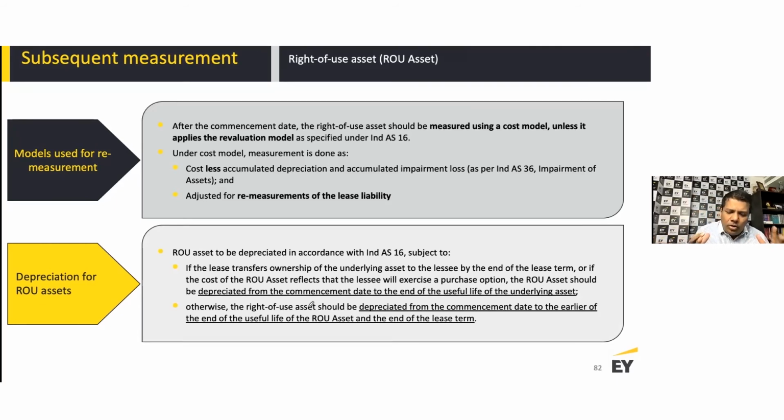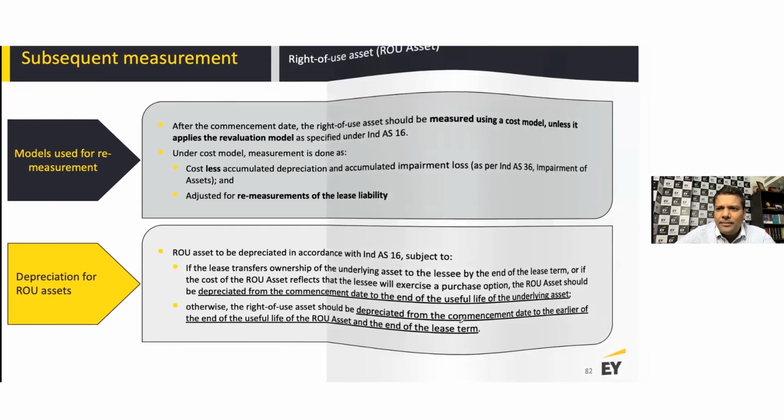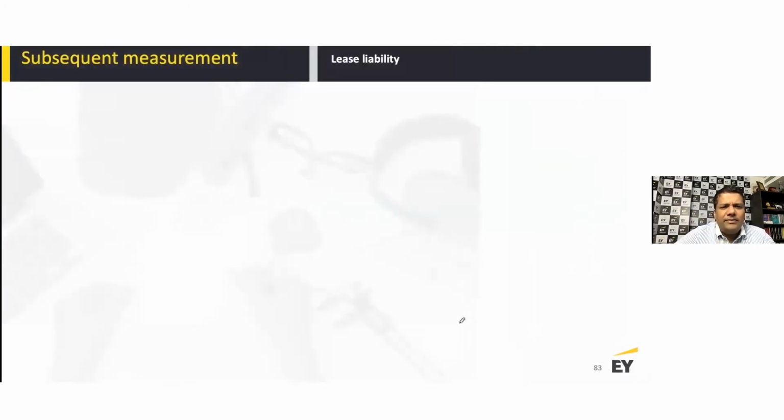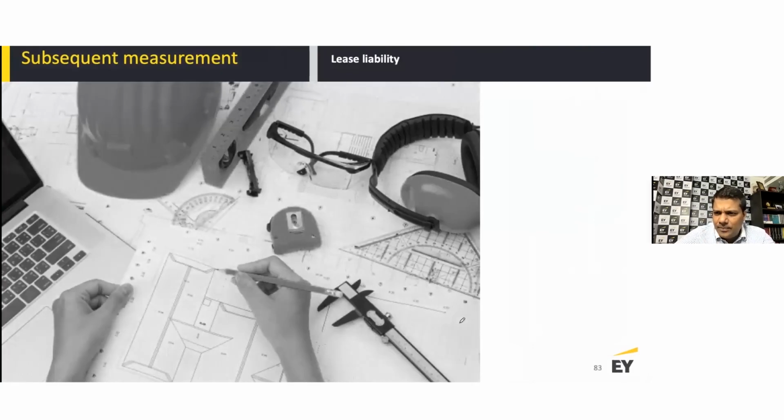Now, if you don't believe that the lessee is going to be the owner of the asset at the end of the day, then you're going to depreciate it over the shorter of the useful life or lease term, whichever is shorter, right? Otherwise, we depreciate it to the earlier of the end of the useful life and the end of the lease term, right? So that's how you will depreciate it from a P&L perspective, and we will again try and understand this with the help of some examples.